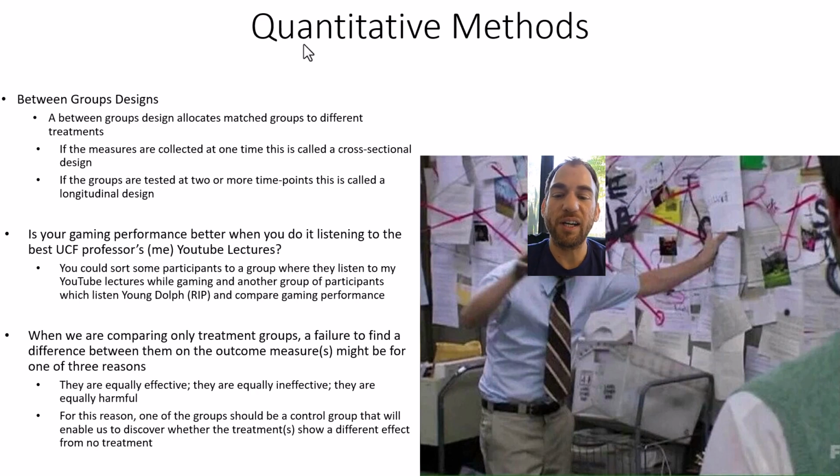And then you can compare the groups, which would provide you evidence to maybe recommend listening to a particular thing while gaming. So for example, say the Young Dolph group performed better at Call of Duty than the group listening to my lectures. Well, in that case, one way to interpret this is that listening to my lectures while gaming makes you a worse gamer. Thus, the recommendation is to listen to Young Dolph while gaming.